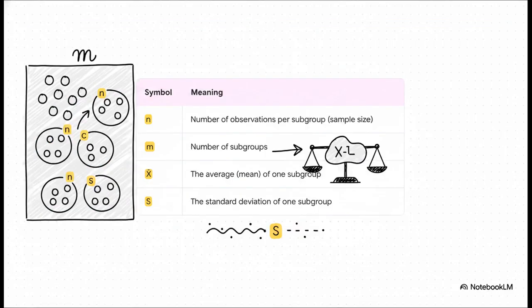Now, before we go any further, let's quickly get the language straight. You're going to see these symbols, but trust me, they're super simple. N is just your sample size, how many things you check at once. M is how many samples or subgroups you've taken. XBAR is just the average of one of those subgroups. And S is its standard deviation. That's it. Don't let the symbols throw you off. It's just a little bit of shorthand.